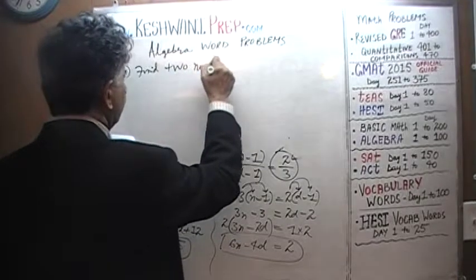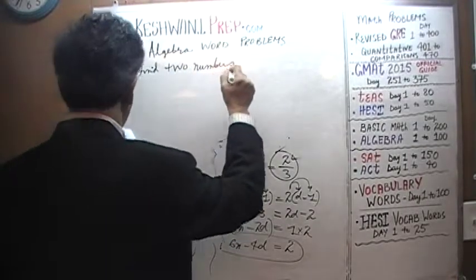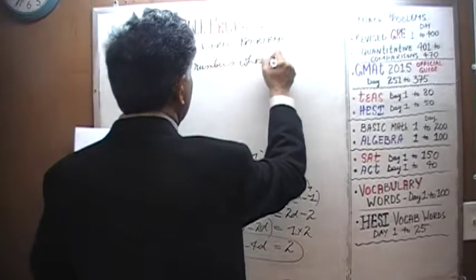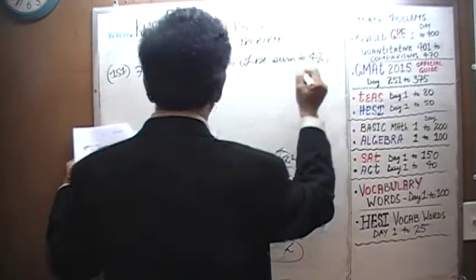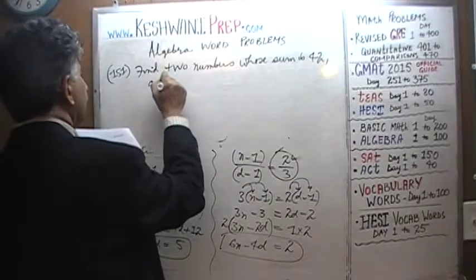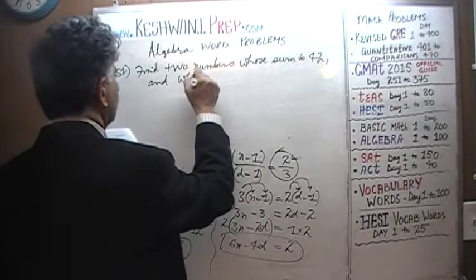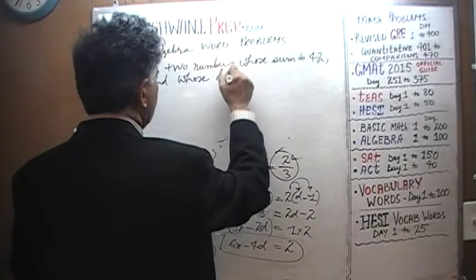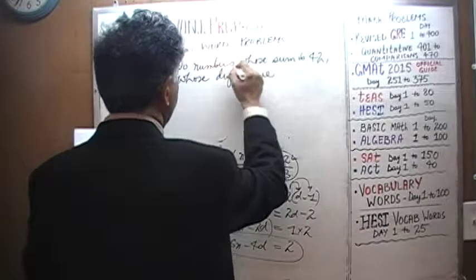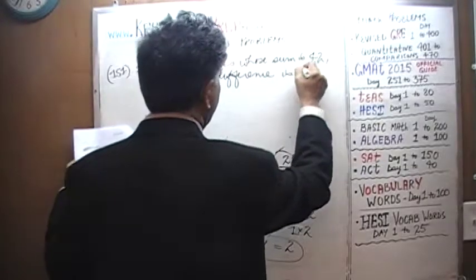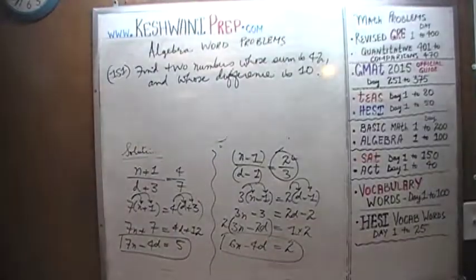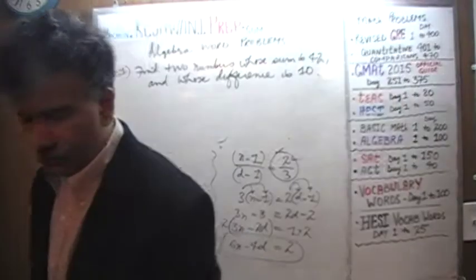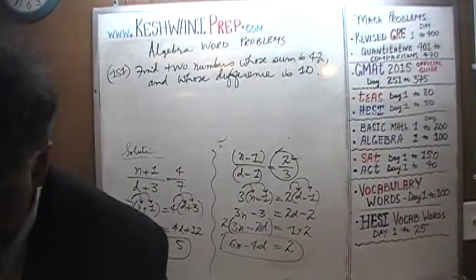Find two numbers whose sum is 42 and whose difference is 10. This is a very straightforward, very simple problem, because what we'll find here are two very simple equations.